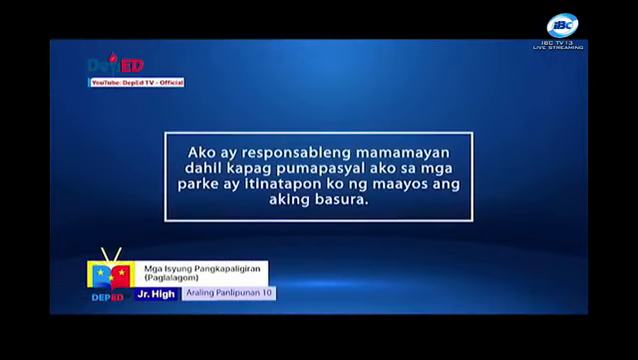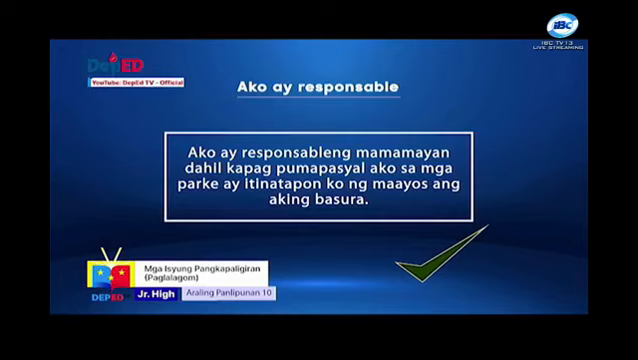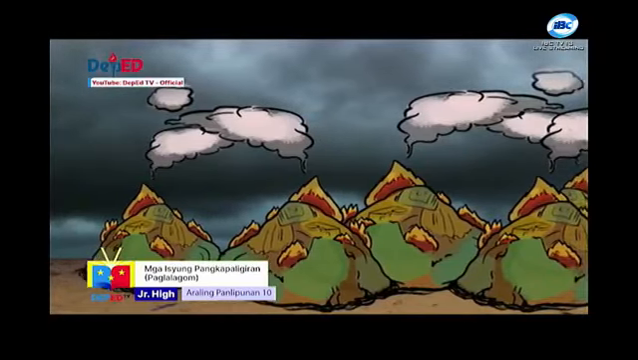Para sa ika-6 na katanungan, ako ay responsableng mamamayan dahil kapag namamasyal ako sa mga parke, ay itinatapon ko ng maayos ang aking basura. Kung ang iyong kasagutan ay ako ay responsable, mahusay. Sinasalamin ito na mayroon kang pagpapahalaga at mabuting pananaw para sa ating kapaligiran. Sa mga nakalipas nating episodes ay tinalakay natin na ang pinakamalaking uri ng itinatapong basura ay ang tinatawag na biodegradable.